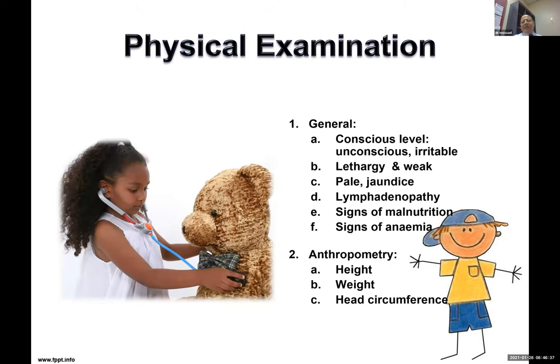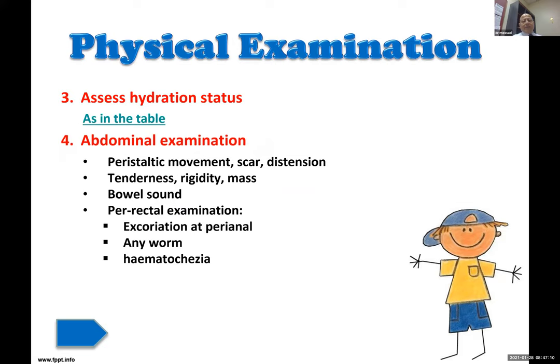For the physical examination, from the first impression and observation: is he conscious or not, lethargic or weak, pale or jaundiced? What about any lymph nodes, signs of malnutrition, signs of anemia? And then go for the anthropometry, which is the height, weight, and the head circumference. And check if he is crossing the centile. I mean, he is dropping down in the centile. And after that, the vital signs. Don't forget that the vital signs are vital. Assess the hydration status. Very important, you'll see the table.